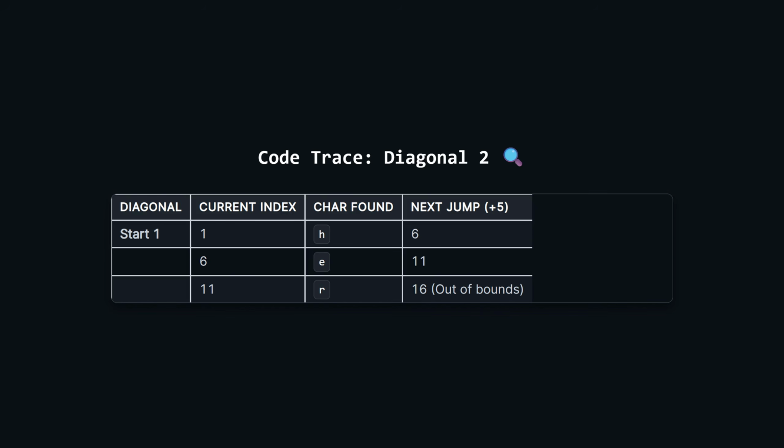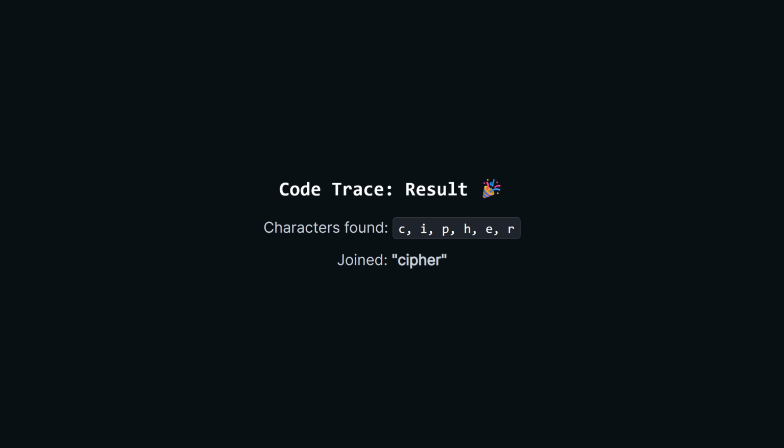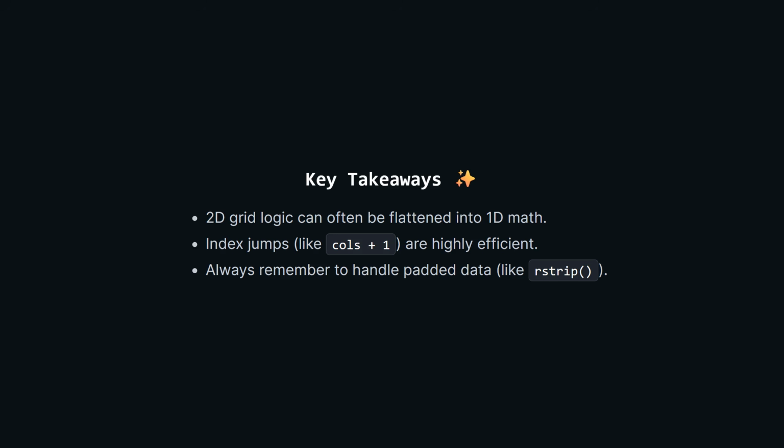Now we move to the next starting column, which is index 1. We grab the H, jump 5 spaces to index 6 to get the E, and jump 5 more to index 11 to get the R. Putting all those characters together in the exact order we found them gives us the word cipher. It worked perfectly. The main lessons from this problem are that you don't always need to build a literal two-dimensional array. Flat math is often much faster. Finding the mathematical jump distance is a powerful trick. And finally, always double-check your edge cases like padding.